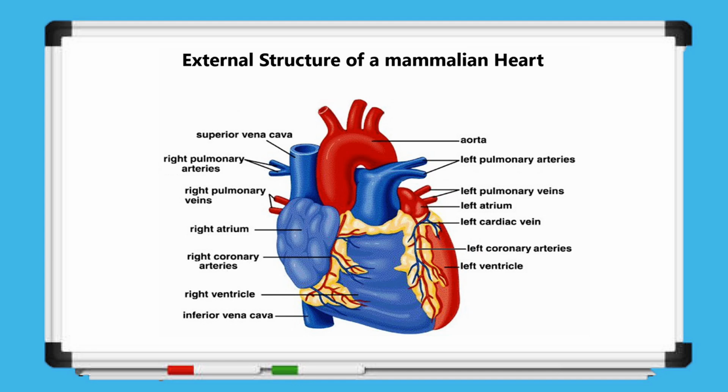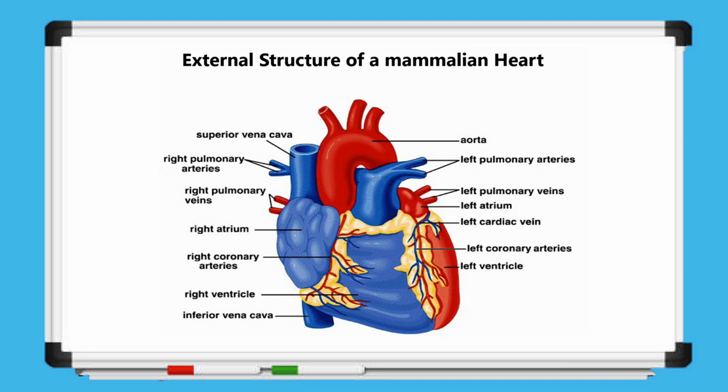The left coronary arteries branch directly from the aorta and supply oxygenated blood to the left side of the heart muscle. The left pulmonary arteries, seen in the external structure, carry deoxygenated blood from the right ventricle to the left lung, while the left pulmonary veins bring freshly oxygenated blood back to the left atrium. The left ventricle, which is clearly visible on the surface, pumps oxygen-rich blood into the aorta.